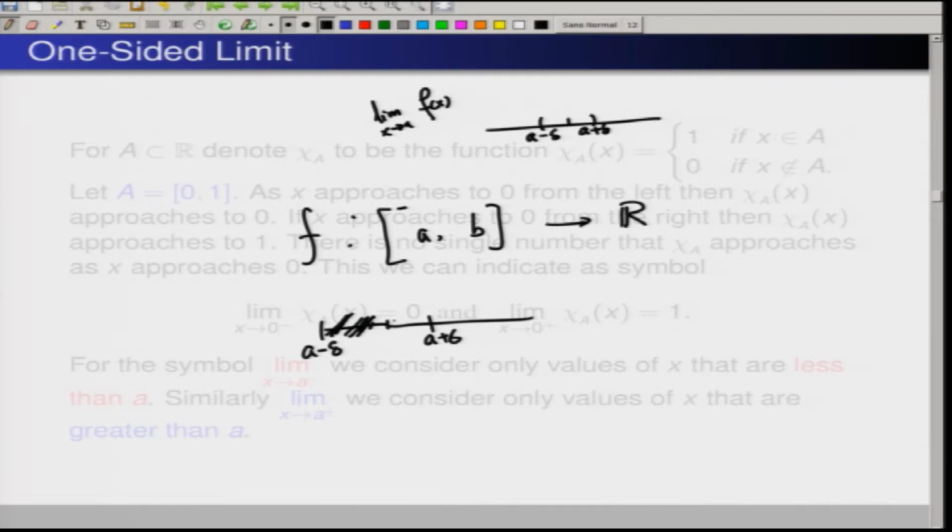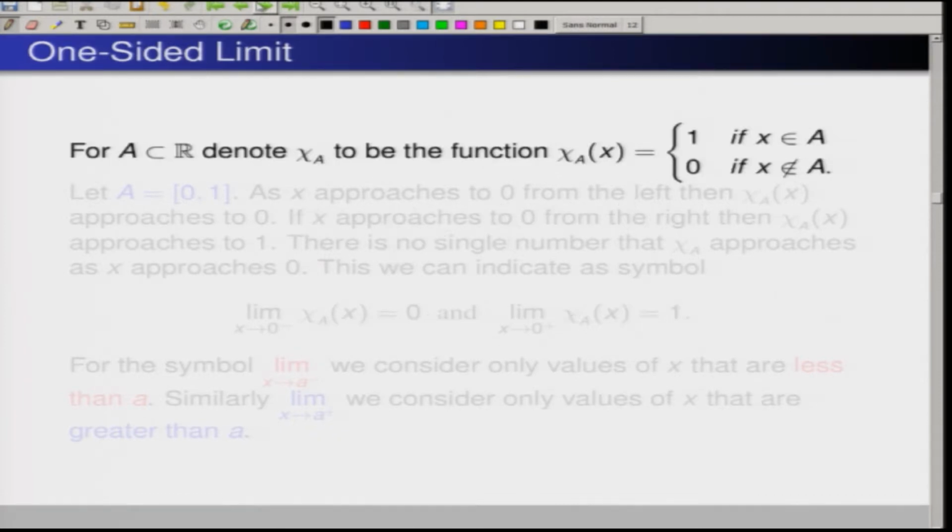If a minus delta is not in the domain, then we only have information about f for all x greater than a. Similarly, this can happen at the end point b, where b to b plus delta is not in the domain, so we have no information there. So, how do we address this problem? We define something called a one sided limit.